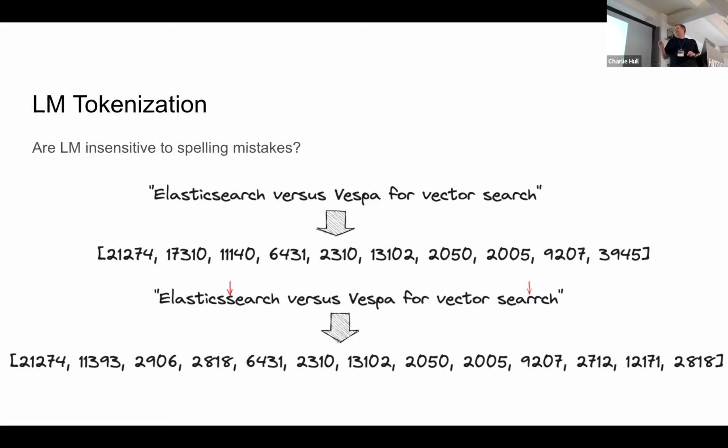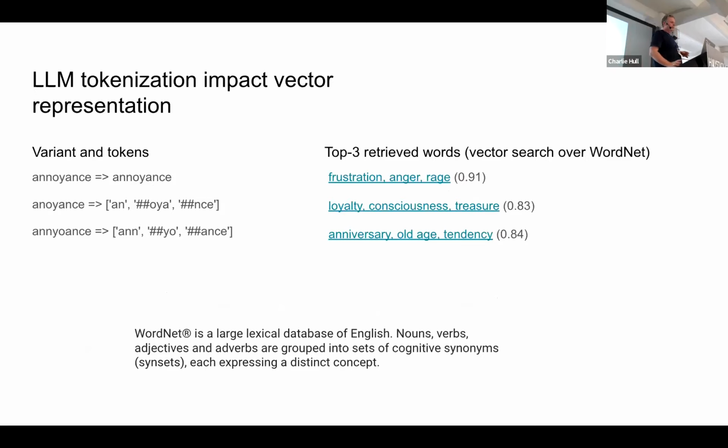They will solve it. Well, not quite, because this text string, Elasticsearch versus Vespa, goes into this token representation. And if you insert a few spelling mistakes, then you have different token IDs. And this has some interesting properties.